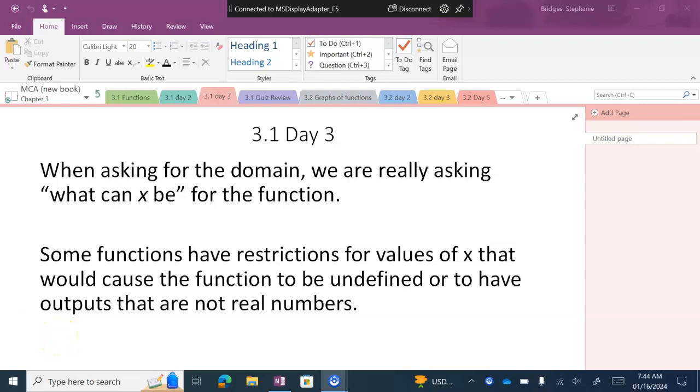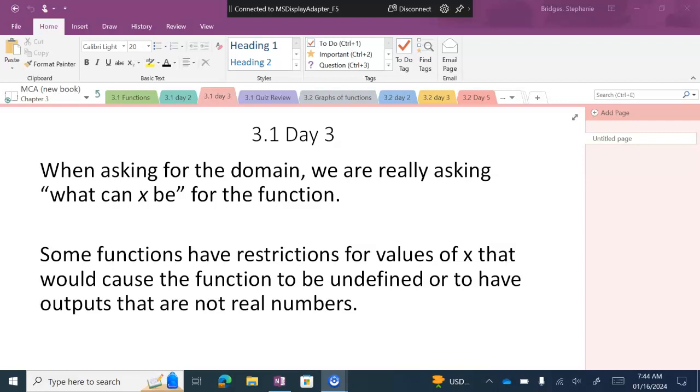So when we ask for the domain, what it really means is what values can x be for that function. So like if I were to solve for x, what all values could it equal? Some functions have restrictions for values of x that would make it either undefined or the outputs to be not real numbers. Okay, so what we want to think about is in what situation do we get undefined numbers?